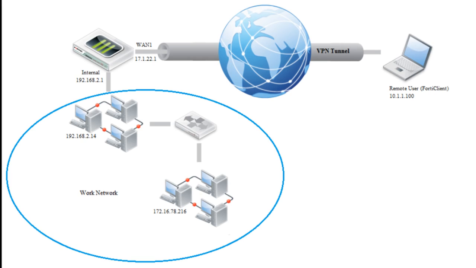Let's look at our example network topology. Here is your work network. It is protected by your FortiGate, which is connected to the Internet. On the other side of this is a remote user with FortiClient. In our configuration, this user will connect through a VPN tunnel to your FortiGate, which will allow access into the work network.